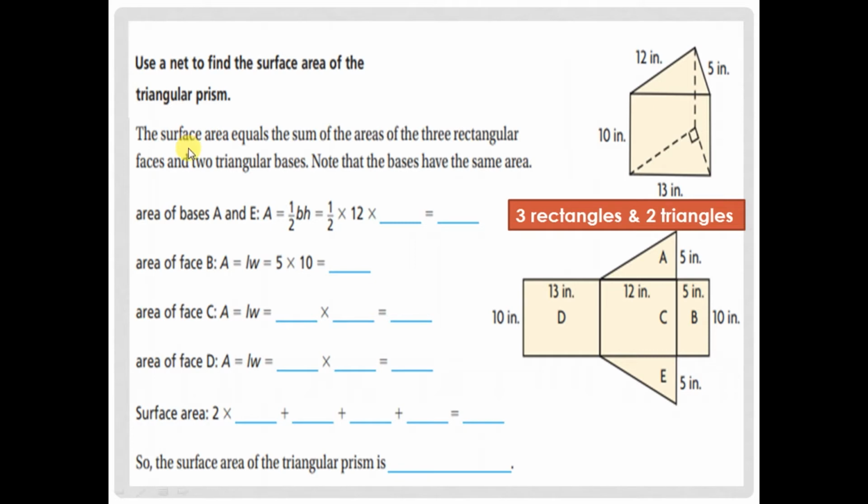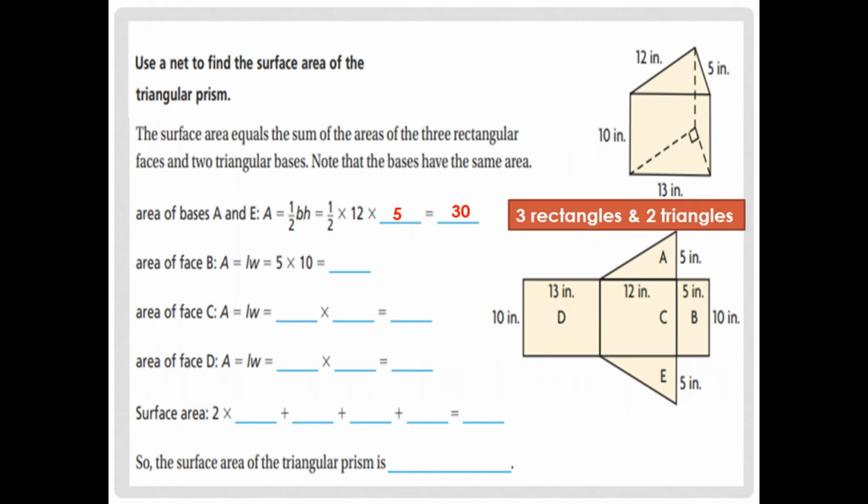The first area is the area of base A. Its height is 5 and its base length is 12. What is the formula of the area of the triangle? The formula is half B H, where B is the base, which is 12, and H is the height, here 5. The height should be perpendicular, making a right angle with the base. This is what the word perpendicular means. Let's multiply. 12 divided by 2 is 6. Then 6 multiplied by 5 is equal to 30. So this is the first area.